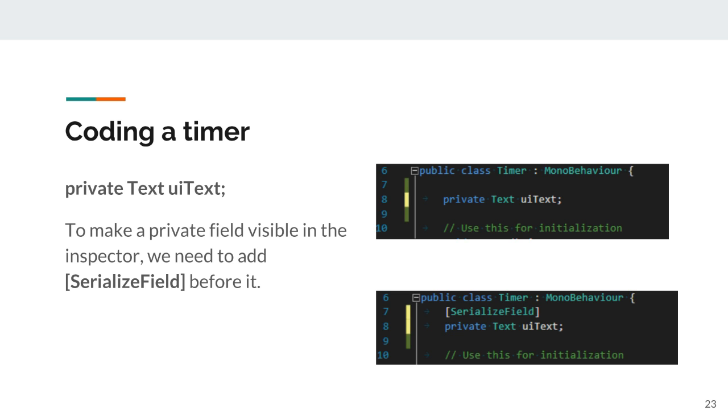Now, because it's private, by default, you can't see private fields in the inspector. So to make it visible so we can more easily edit it, we're going to put that SerializeField tag right before it in the square braces. And that's going to let us edit it in the inspector while keeping it a private variable.